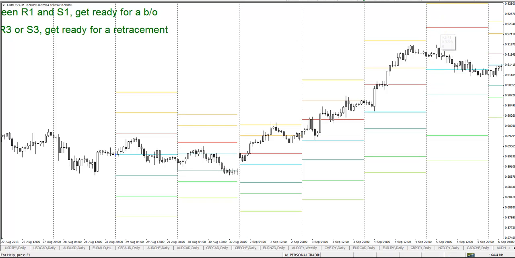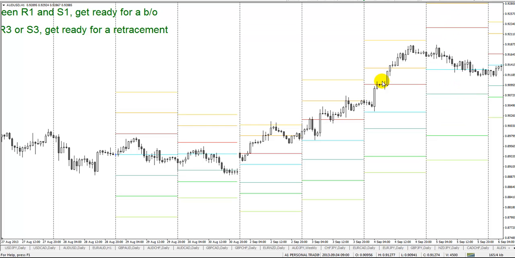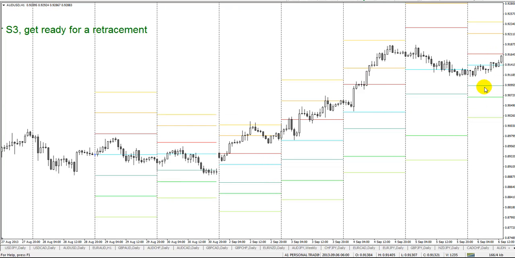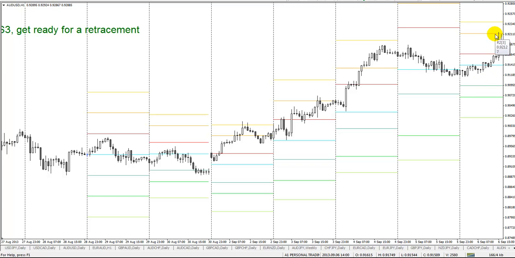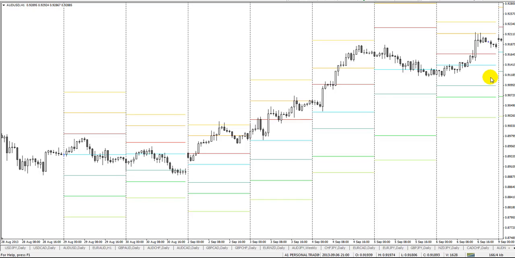Now again, R1 and S1 here have a huge range, 150 pips between R1 and S1. And the reason why, of course, is because the previous day it really went and took off. So now we would expect it to get ready to go beyond R1 or beyond S1 and hit R2 or S2. And it does. Here it hits R2. Is it going to hit 3? No. So there you go.